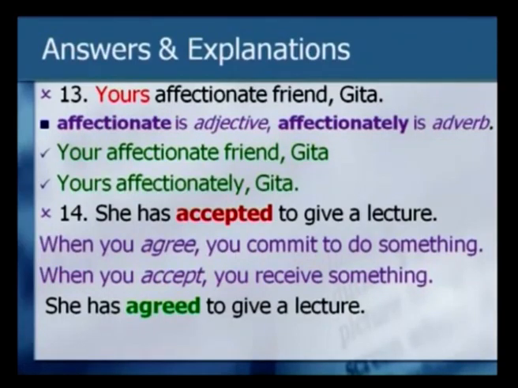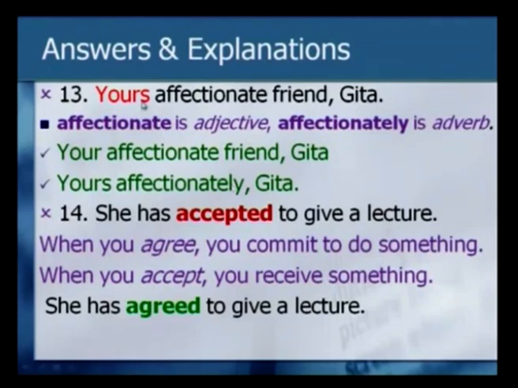Now, what is the error here? Affectionate is an adjective, that is fine. Affectionately is an adverb, that is also known to you. But when you use it along with "your," then understand the position. It could be "your affectionate friend," where it comes in the adjective position, "your affectionate friend Geeta," or "yours affectionately Geeta." So, if you are using "yours," then it should take the adverb form, "yours affectionately Geeta."